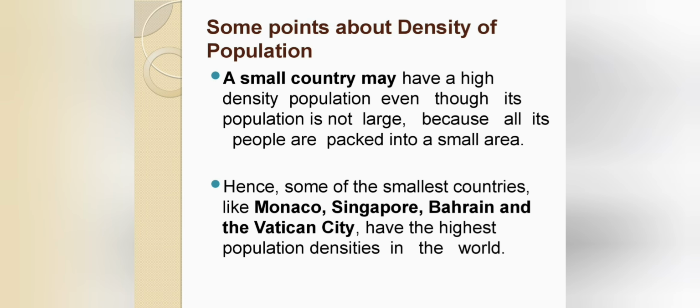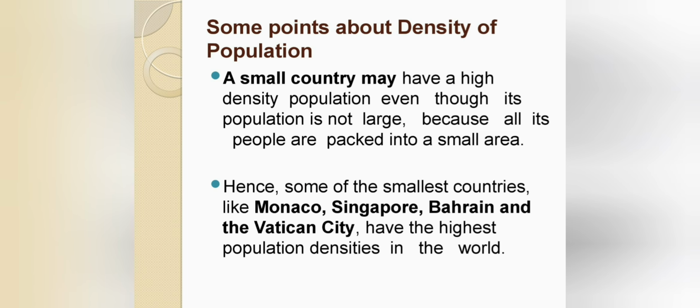So a few more points are there about the density of population. A small country may have a high density of population even though its population is not large, because all its people are packed into a small area. Okay, we can take the example of the UK. The UK is a very small country, but every place in the UK does not have a similar population. The density of population is different. If you see the population of London and other areas of that country, you can find the density of population is different, because a large number of people are packed in a small area.